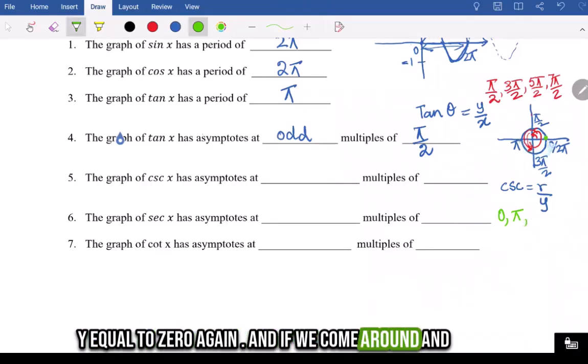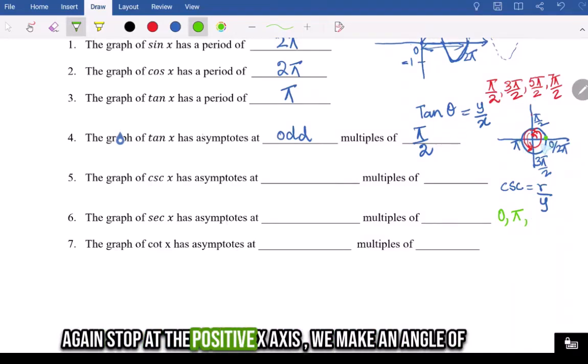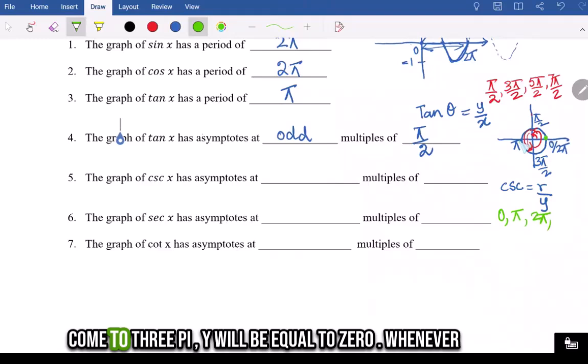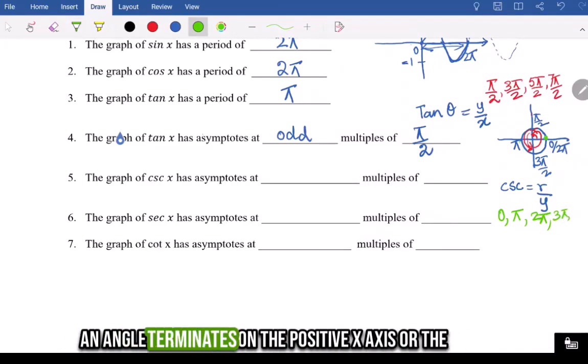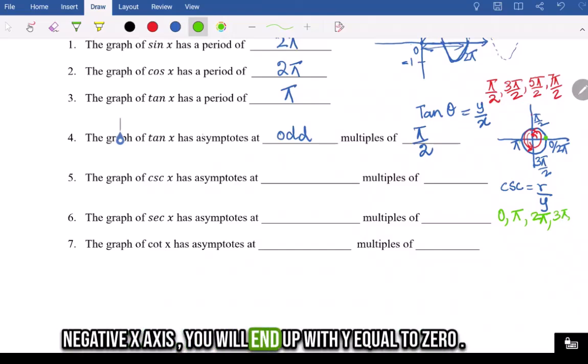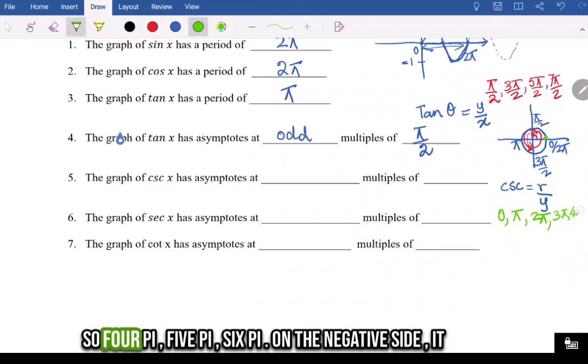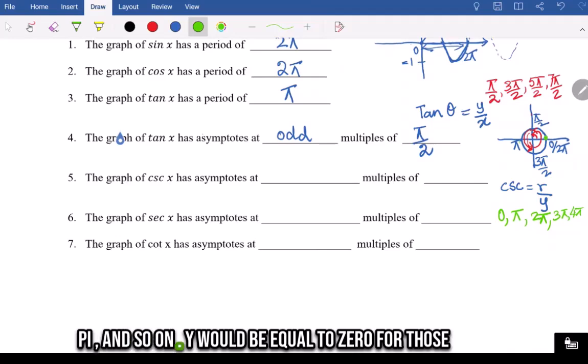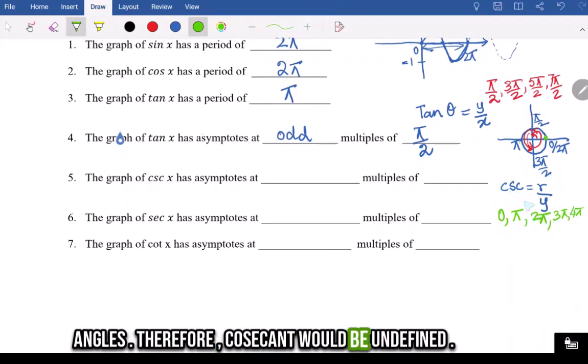And if we come around and again stop at the positive x-axis, we make an angle of 2 pi. So at 2 pi, y will be equal to 0. Come to 3 pi, y will be equal to 0. Whenever an angle terminates on the positive x-axis or the negative x-axis, you will end up with y equal to 0. So 4 pi, 5 pi, 6 pi. On the negative side, it would be negative pi, negative 2 pi, negative 3 pi, and so on. Y would be equal to 0 for those angles. Therefore, cosecant would be undefined.